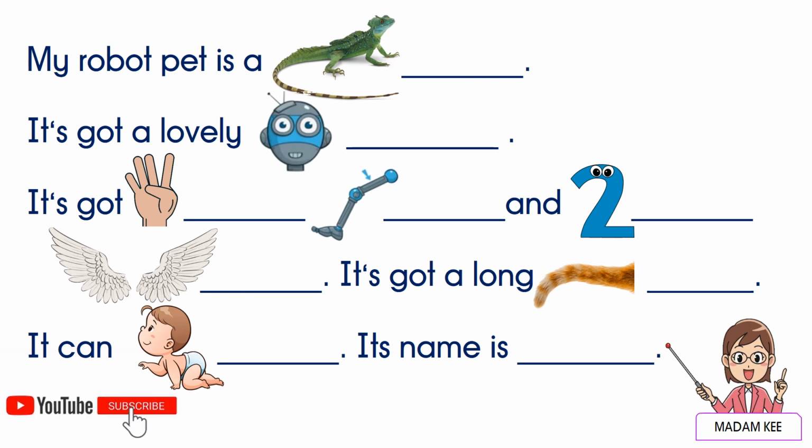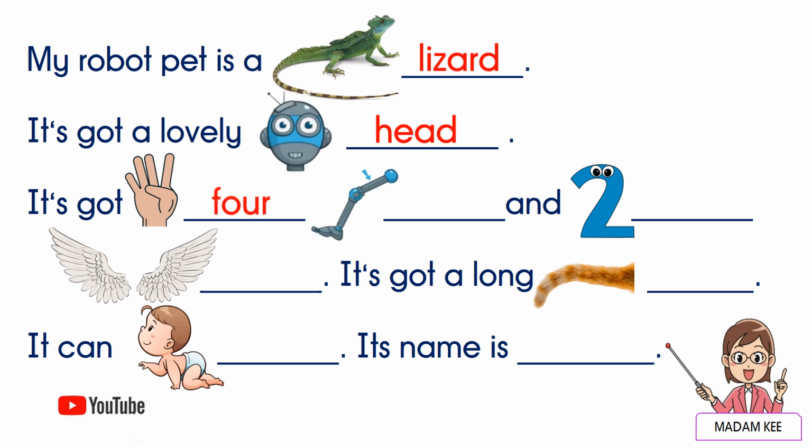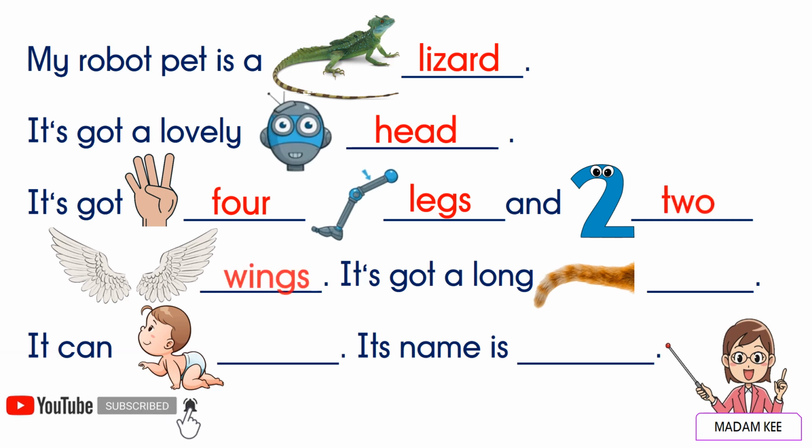My robot pet is a lizard. It's got a lovely head. It's got four legs and two wings. It's got a long tail. It can crawl. Its name is E-Lizard.